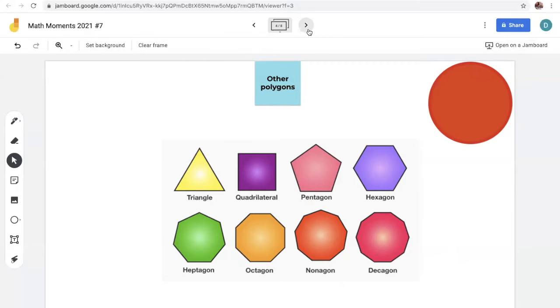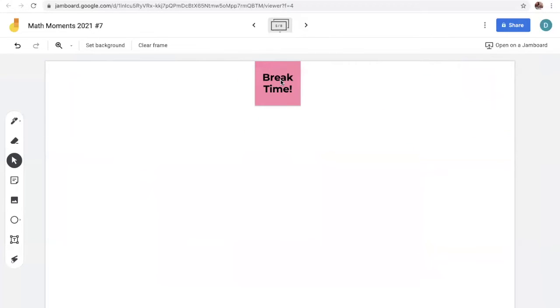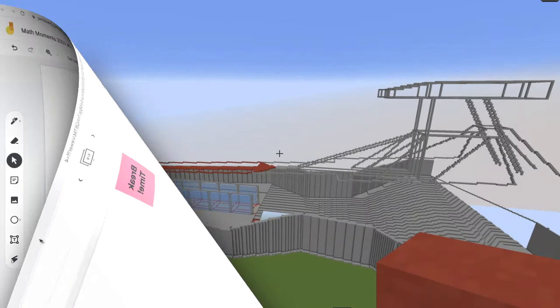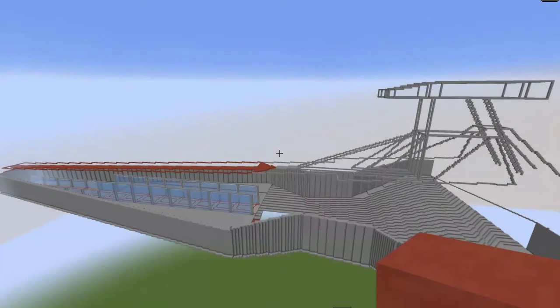So with that, let's get into a break, and we'll get back into this in just a moment with some 3-dimensional shapes.